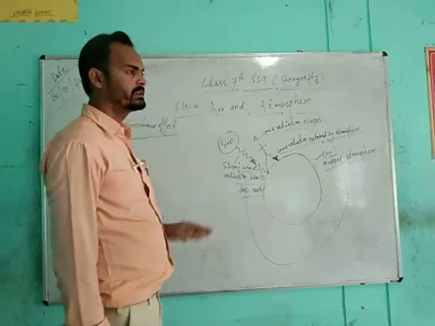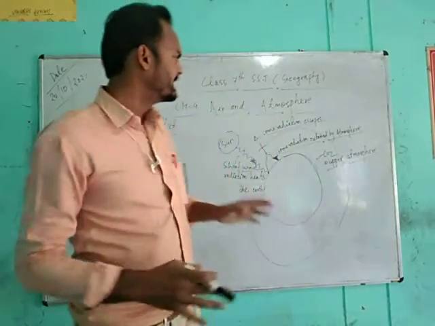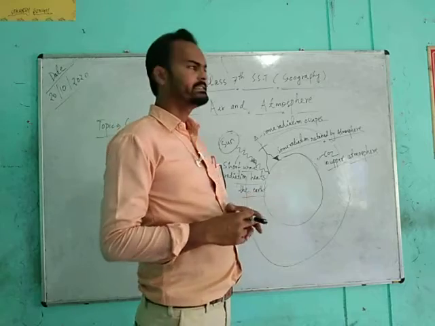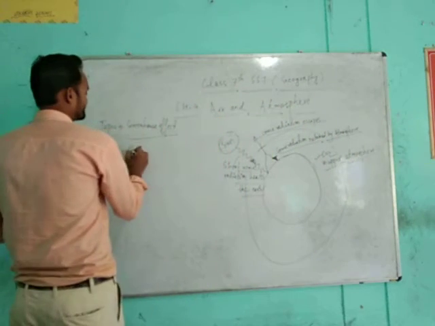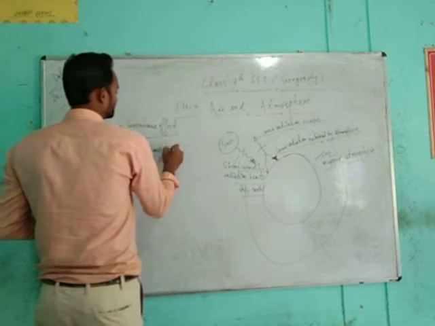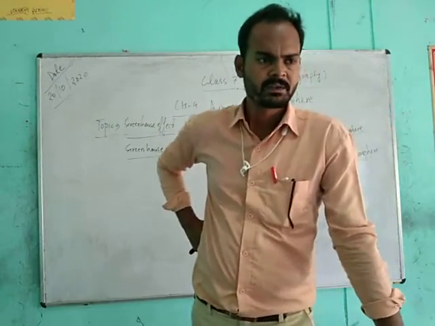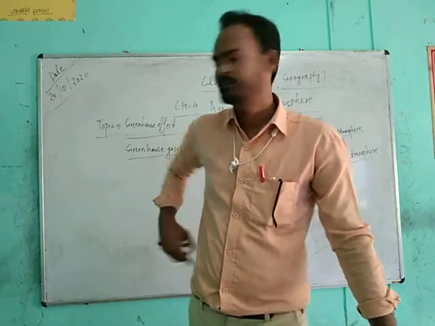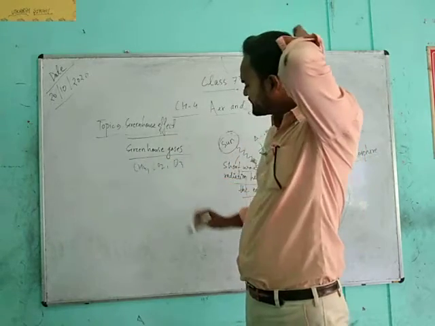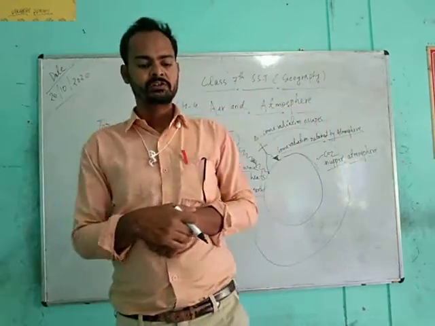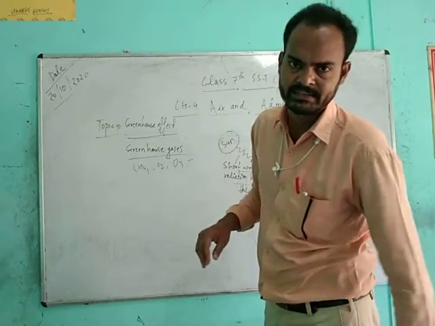So this atmosphere contains some gases like carbon dioxide, methane, ozone, dust particles, and water vapors. All these gases, dust particles, and water vapors are known as greenhouse gases. All these gases are present in the atmosphere, but mainly methane, that is CH4, carbon dioxide, that is CO2, ozone, that is O3, and water vapors and dust particles. So mainly these are greenhouse gases. Why have these gases been known as greenhouse gases? We have to explain this.